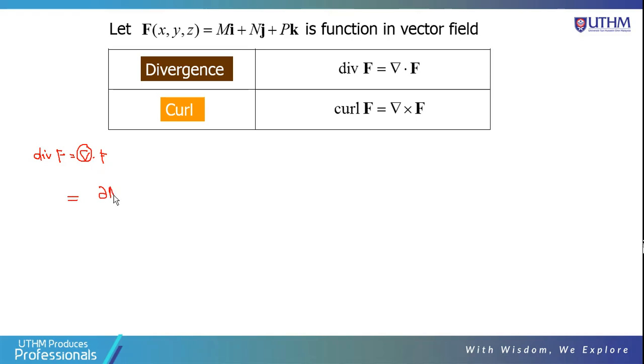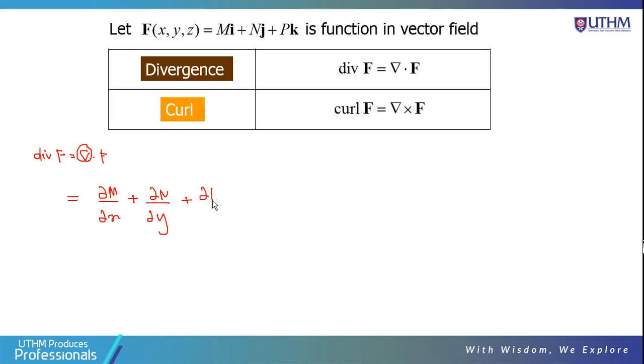So jawapan dia still has i, j, k. So for the divergence, no more ijk, but for the curl they have the ijk. Okay, that's why. Okay, only this. So you can find the curl and divergence.